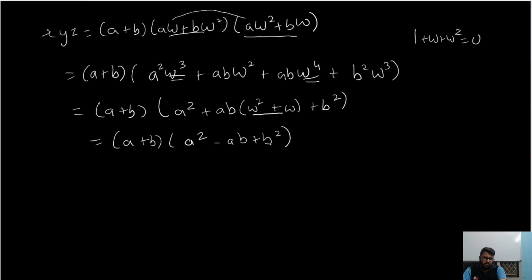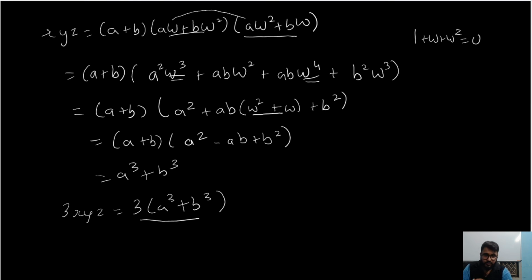And does this resemble anything? This is a formula for a cube plus b cube, right? So 3xyz then is equal to 3 into a cube plus b cube, and hence we have proved. So if they just ask you for the value, you can just say it's 3 into a cube plus b cube. All right, so that's it for this problem.